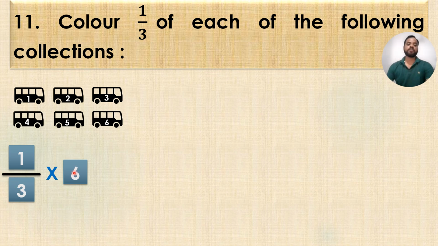When we cut 3 from 6, what do we get? 3 1s are 3, 3 2s are 6. So we get 1 into 2 is equal to 2. So we have to color only 2 buses. We colored these 2 buses red. So 1 by 3 of the collection will be 2.